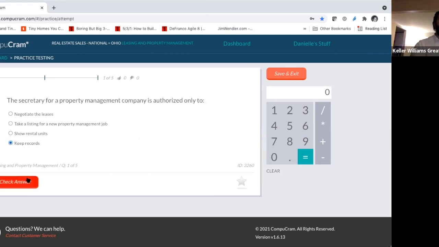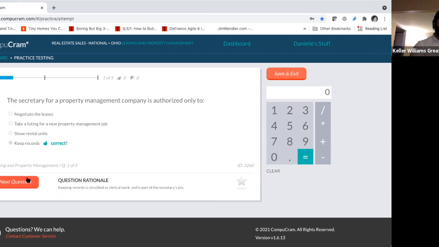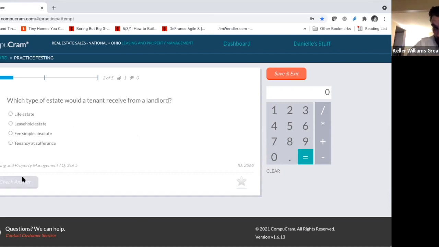It is D, keep records. Everything else would require a real estate license. Clerical work is the only thing that is a part of a secretary's job.